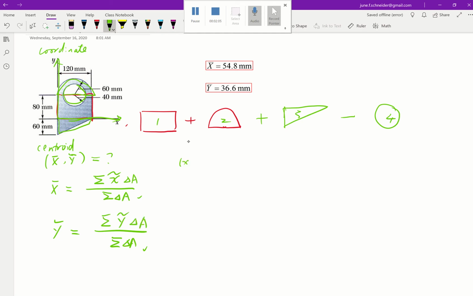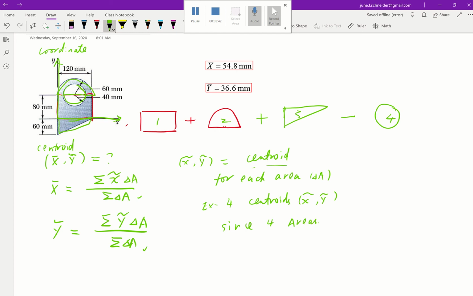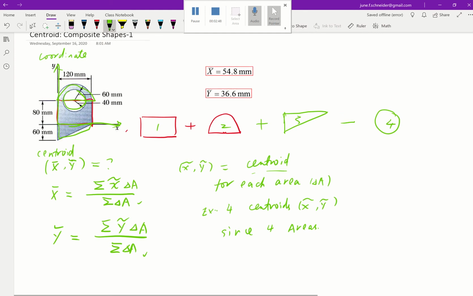And make a note, what are x tilde and y tilde? They are the centroid for each area, which is delta A. For this problem, there are four areas, so you're going to have four different centroids, x tilde, y tilde. Okay, so have a very clear understanding of this formula, and we can go ahead and solve it.